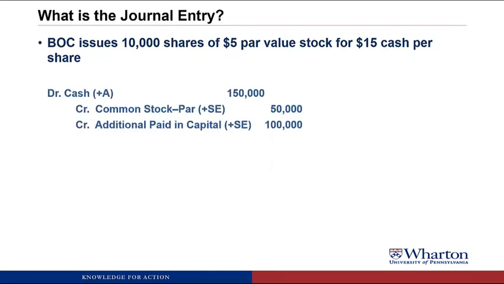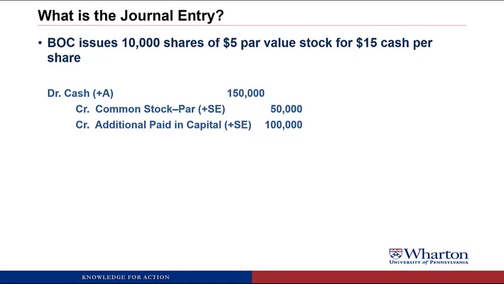In this transaction, we're receiving cash. Cash is going to increase. And we're going to increase common stock accounts. Cash is an asset. We make cash go up with a debit, so we're going to debit cash. The dollar amount is $150,000, which is $15 cash times 10,000 shares.